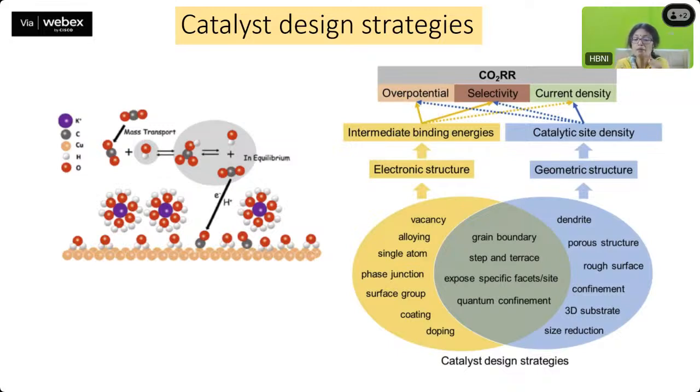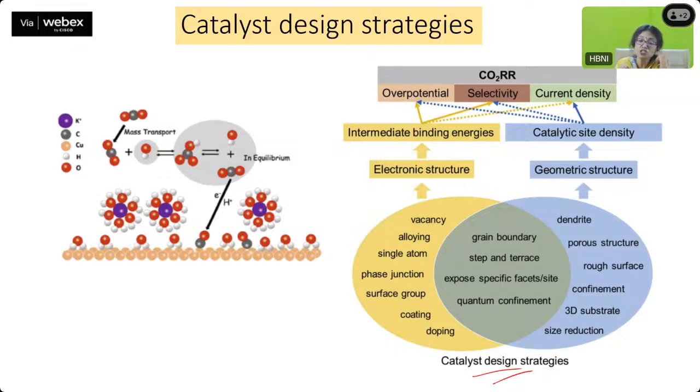And in between them, using both of these techniques, what you can do is you can change the grain boundary, you can do a step and terrace kind of material, you can expose specific facets or sites, and you can do quantum confinement. So all these are the different catalyst design strategies.